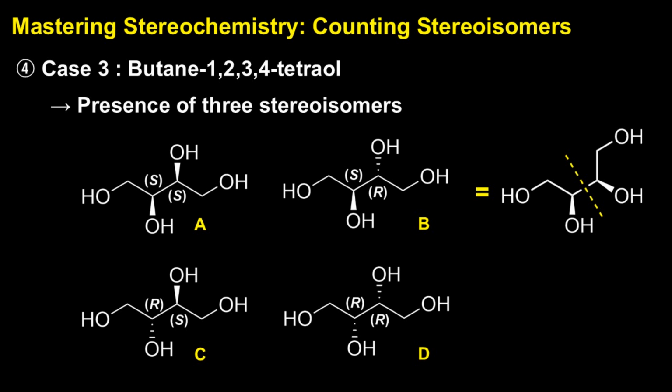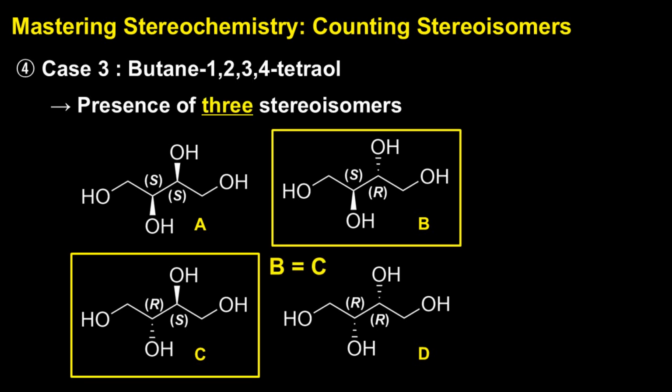In this specific arrangement, you can clearly see an internal mirror plane running right through the molecule, splitting it into 2 identical halves. And that's exactly why B and C are actually the same molecule. Because of this symmetry, what we first thought were 2 different stereoisomers actually turn out to be just 1. This reduces the total number of unique stereoisomers from 4 down to 3. This is a great example of why just assigning R and S configurations isn't enough to figure out the actual number of stereoisomers. If we don't draw out the molecular structures and check for symmetry, it's really easy to overestimate the number of possible stereoisomers.